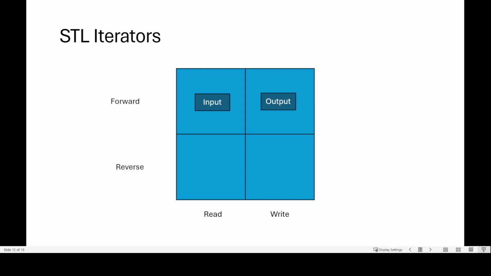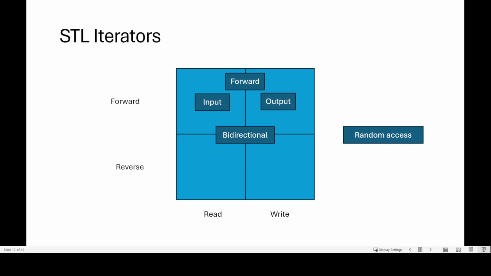And if you have an iterator that can move forward and it can write values to the container, then the iterator that you have is called an output iterator. And if you have an iterator that can both read and write, and it can move forward in the container, then the type of iterator that you have is known as the forward iterator. And if you have an iterator that can both read and write, and it can move forward as well as reverse, then the iterator that you have is known as a bidirectional iterator. And then there's also a random access iterator, which we'll probably talk about later.